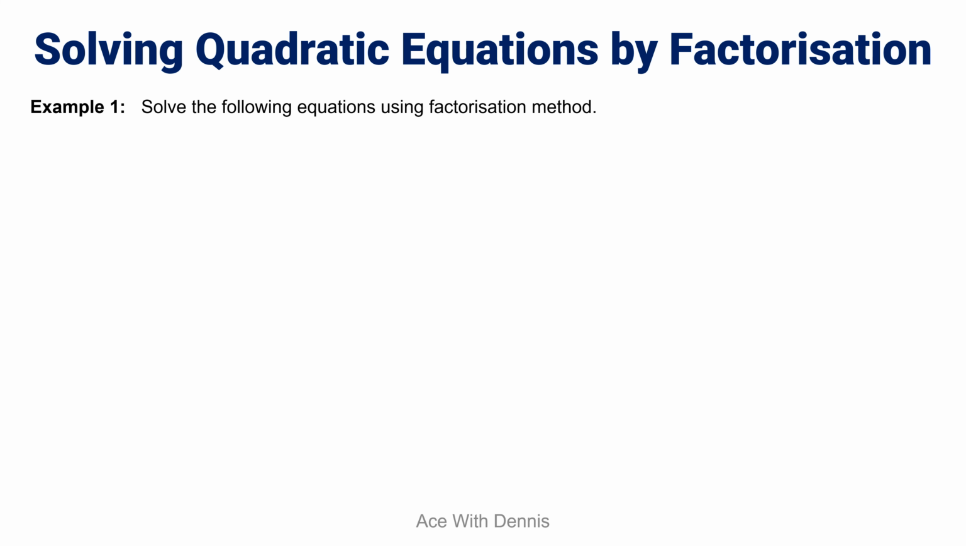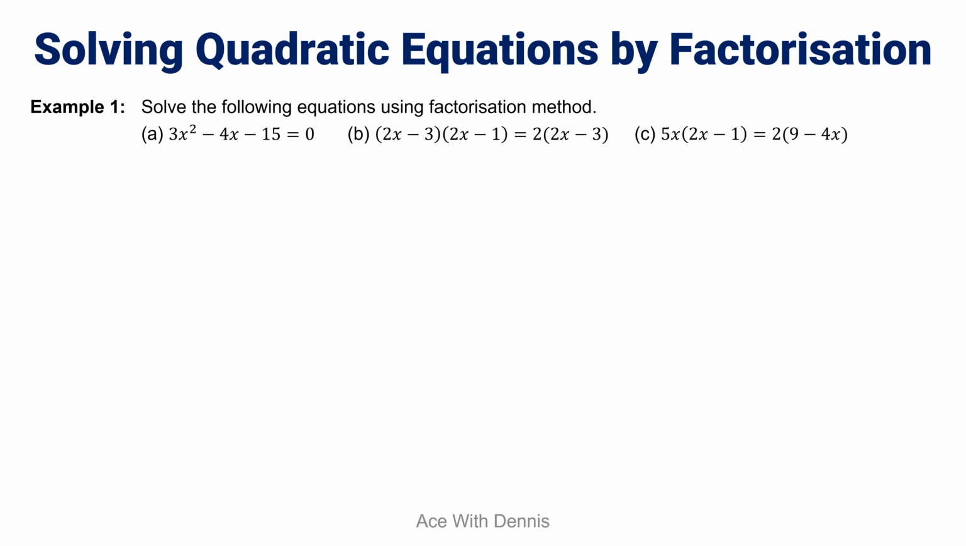Example 1. Solve the following equations using factorization method. A. 3x squared minus 4x minus 15 equals 0. B. 2x minus 3 times 2x minus 1 equals 2 times 2x minus 3. C. 5x times 2x minus 1 equals 2 times 9 minus 4x.